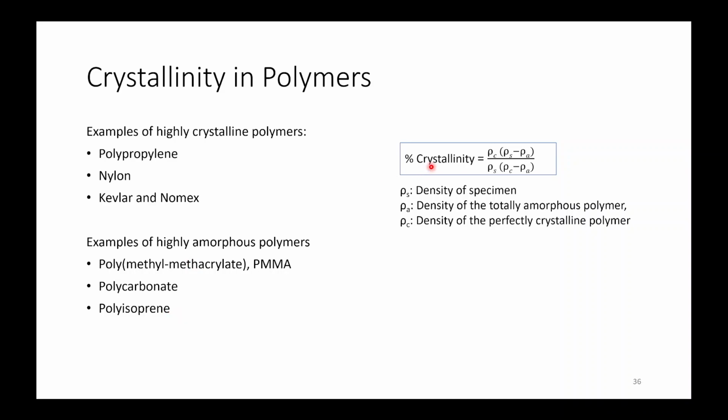Percent crystallinity can also be given by using this formula. Here, rho c is the density of the specimen, the solidified polymer, and we also need the density of the totally amorphous polymer and the density of the perfectly crystalline polymer. These are required, and then this formula gives the percent crystallinity.